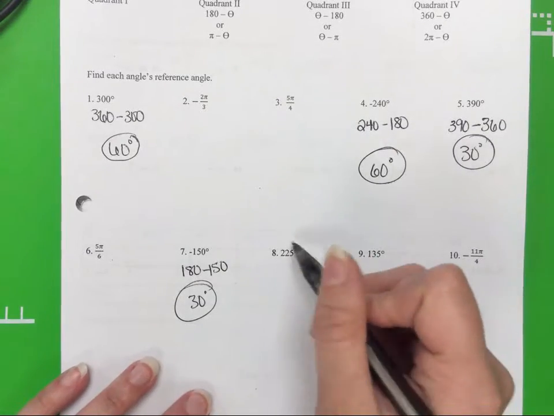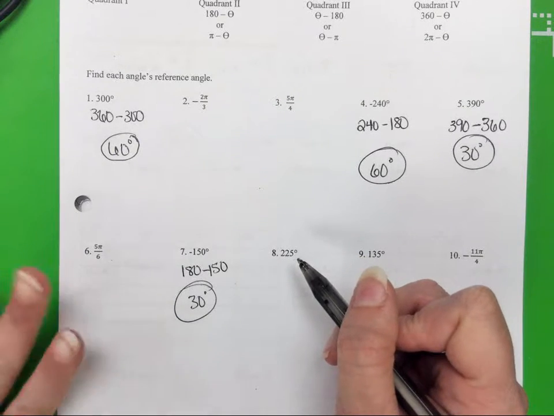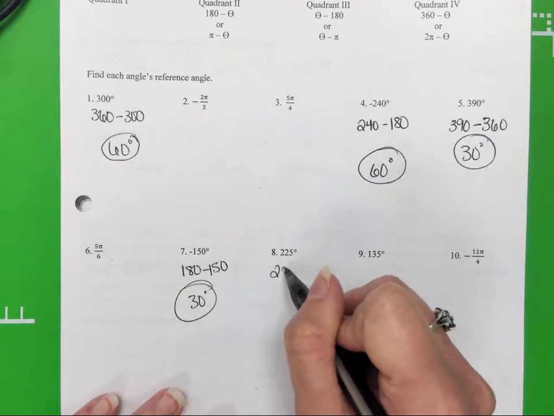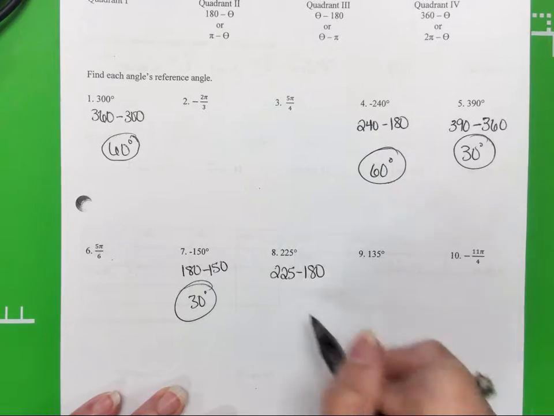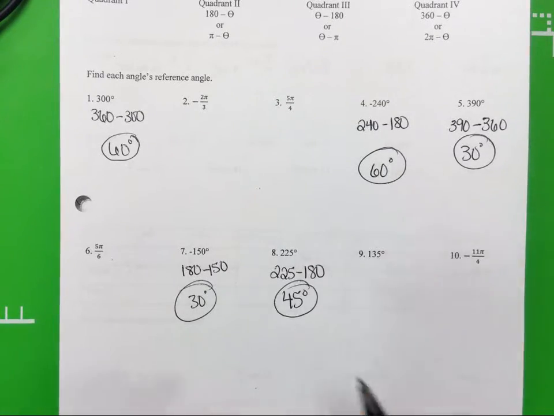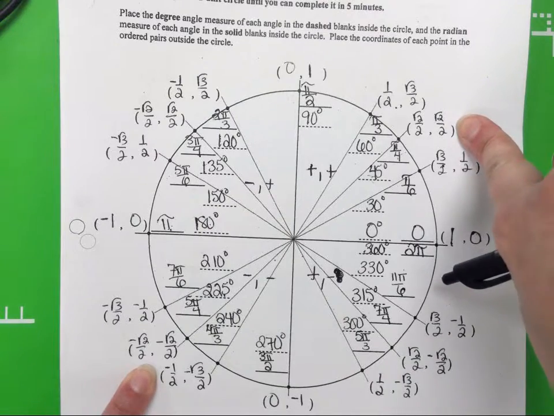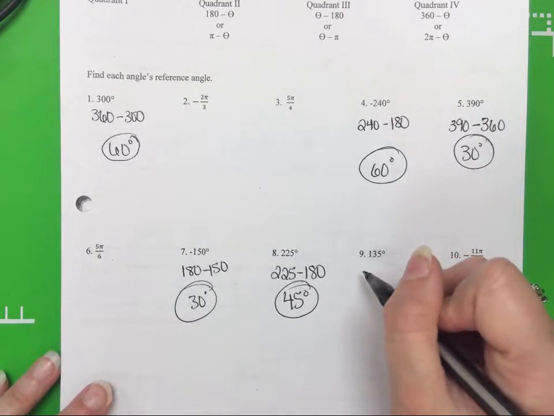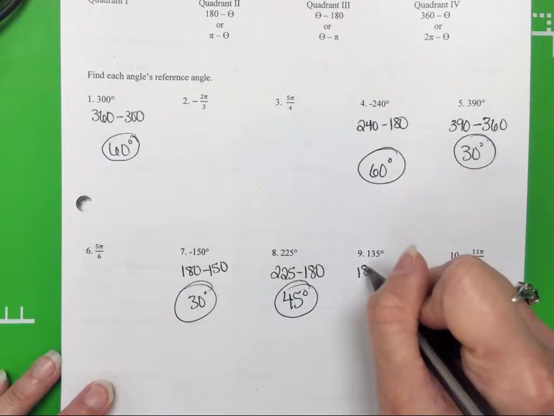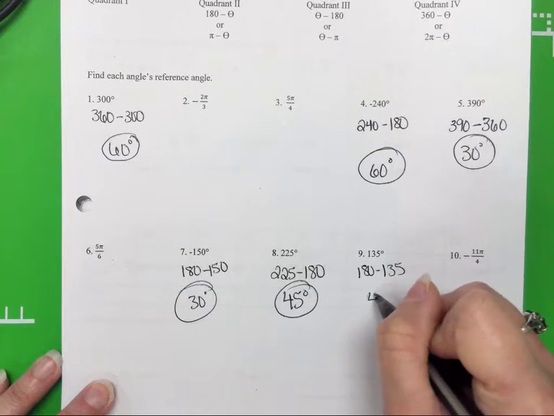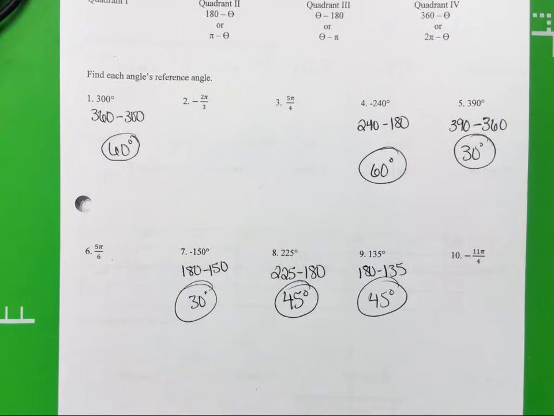All right, 225, which one's it closest to on the x-axis? 180. And you get 45. Okay, same thing. 225 and 45 have the same exact coordinates. Okay? All right, and then the last one, 135, is closer to which one on the x-axis? 180. And you get 45 degrees. Y'all okay? Wait, why didn't we use the y-axis?